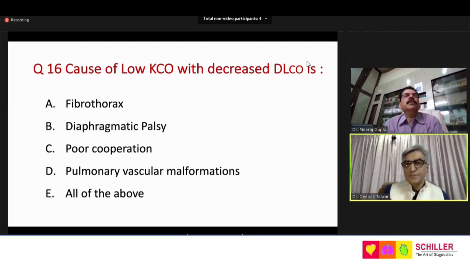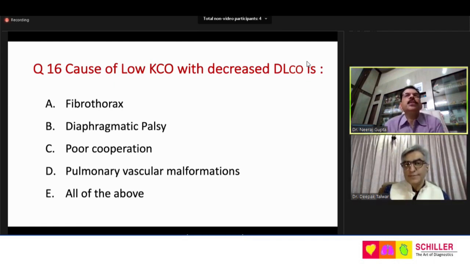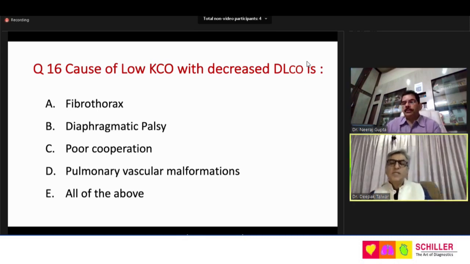Now the other situation is low KCO with decreased DLCO. What can be these situations? Either fibrothorax, diaphragmatic palsy, poor cooperation, pulmonary vascular malformations, or all of the above. Low KCO with low DLCO. So that means the efficiency of the membrane is also not good, which is contributing to decrease in the diffusion capacity.